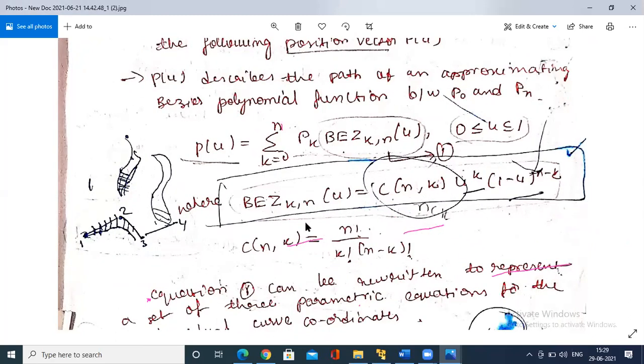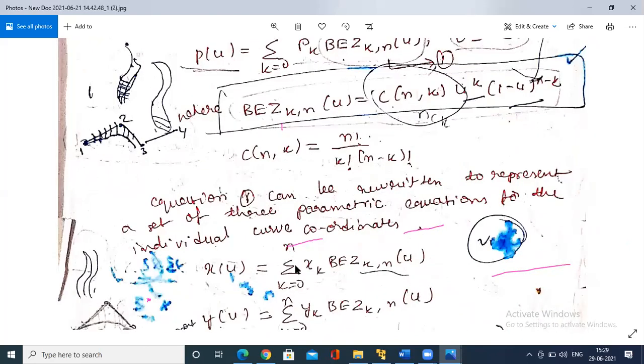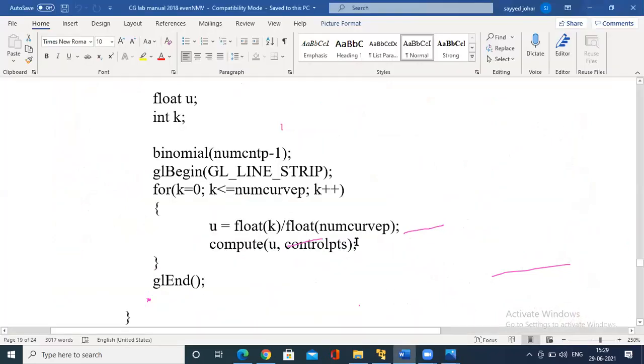C of n,k is computed as a combination, u to the power of k times 1 minus u to the power of n minus k. So as it is, we have to write in the program: x of u, with k from 0 to n, you have to call xk multiplied by the above equation, Bezier of k, n, u. Similarly, y of u. Now see here, when you call Bezier, you have to compute binomial.